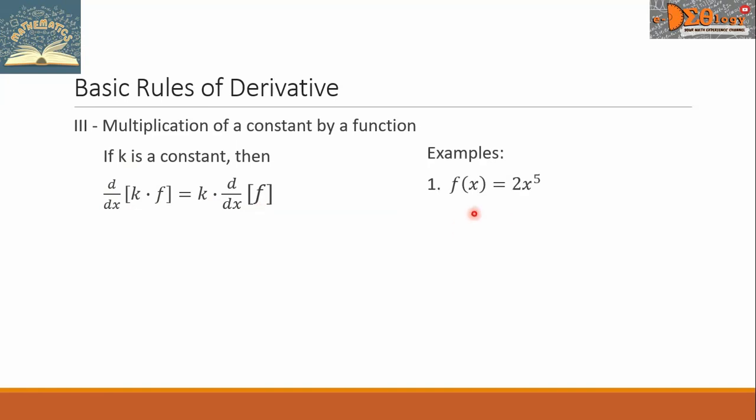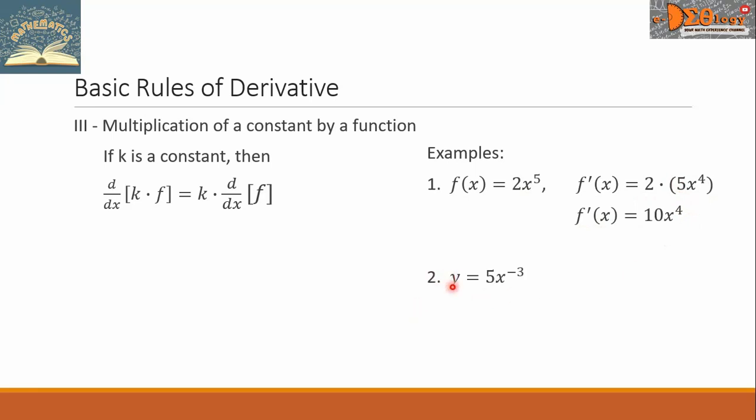Example 1, we have f of x equals 2x raised to 5. So the derivative here is 2 times the derivative of this x raised to 5, and that is equal to 5x raised to 4. Then we will multiply the constant 2 with the coefficient 5. So the final answer is 10x raised to 4.